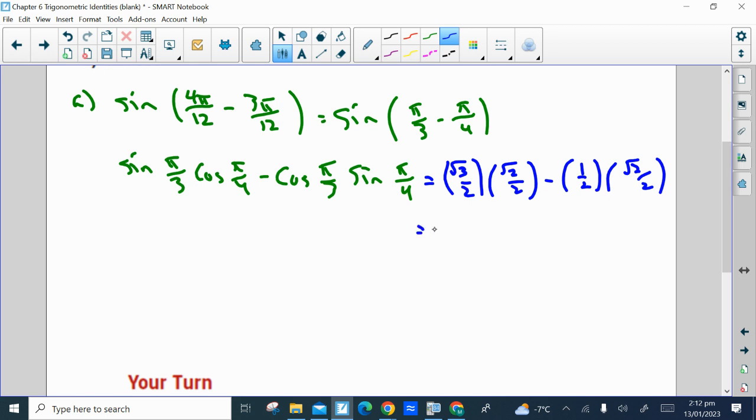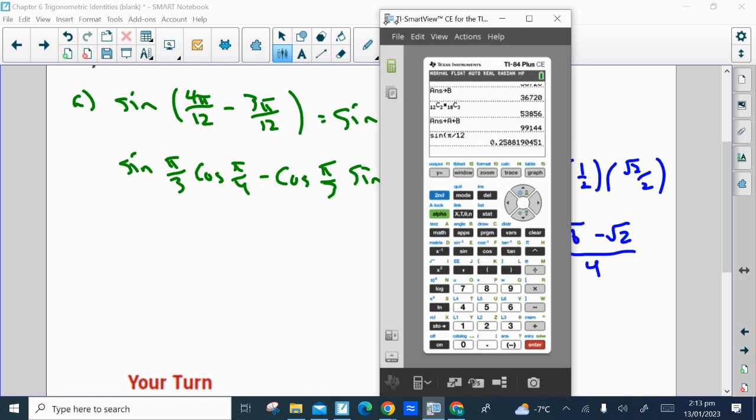So this gives us root 6 over 4 take away root 2 over 4, which is root 6 take away root 2 all over 4. There's a common denominator there, so we can combine them. There's our answer. That is the exact value for the sine of pi on 12.